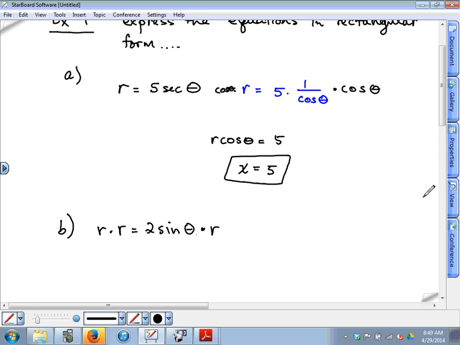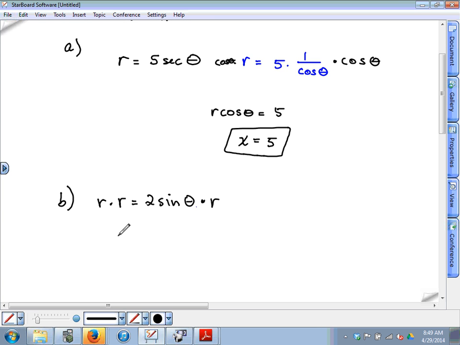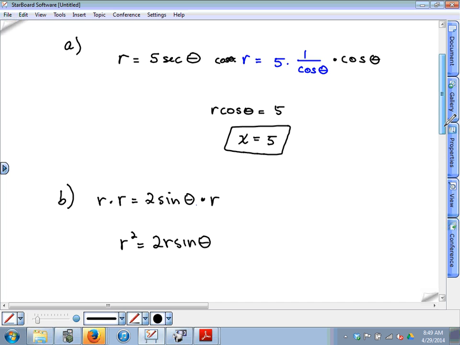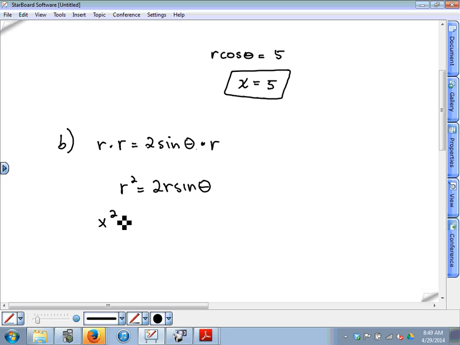So that's reversible. This is actually accomplishing two very important things. Not only do we have r squared on the left side, but what do we now have over here? R sine theta. Exactly. So what we have now is r squared equals 2 times r sine theta. And r squared is just x squared plus y squared. And r sine theta? What's r sine theta? Well, come on! It's just y, so this turns into 2y. Now check out what we have. Are there any more r's or any more thetas?